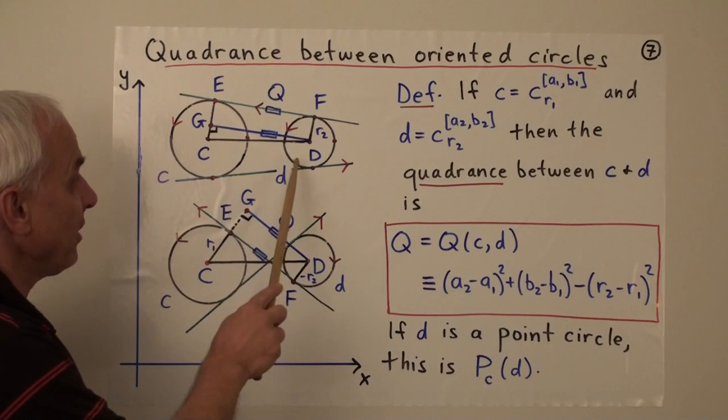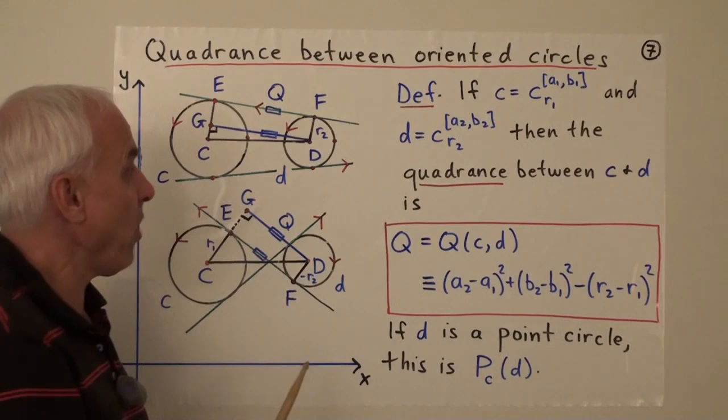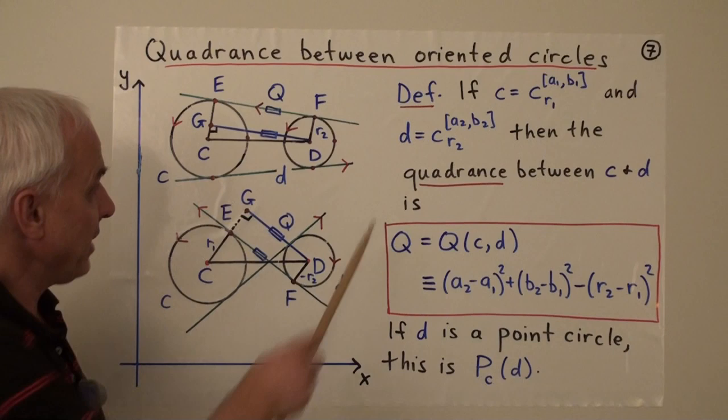Let's say this circle here happens to be the circle (a1, b1, r1). In other words, its center is the point (a1, b1) and its radius is r1. Because we've oriented it this way, that r1 is a positive number. And D here has center (a2, b2) with radius r2.